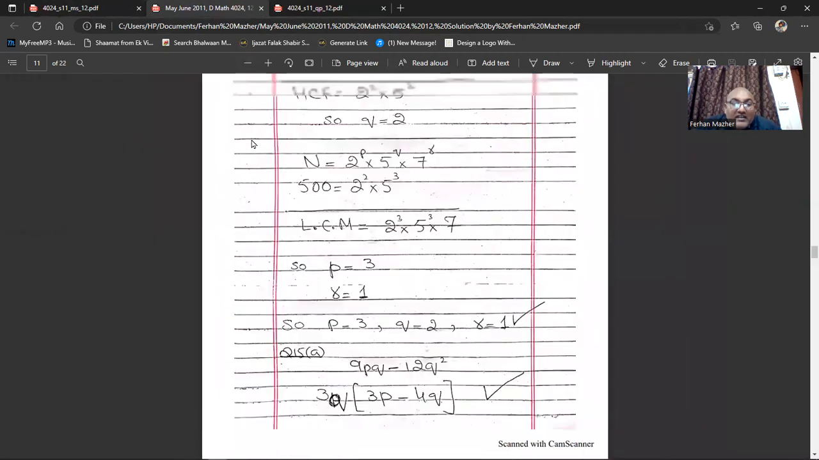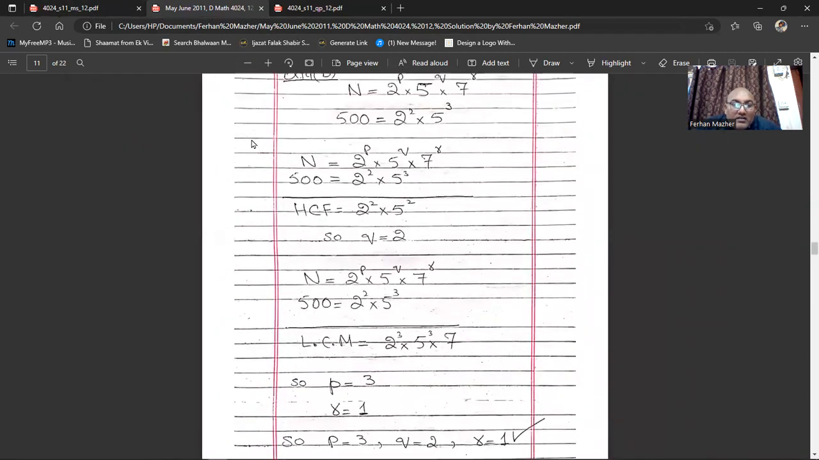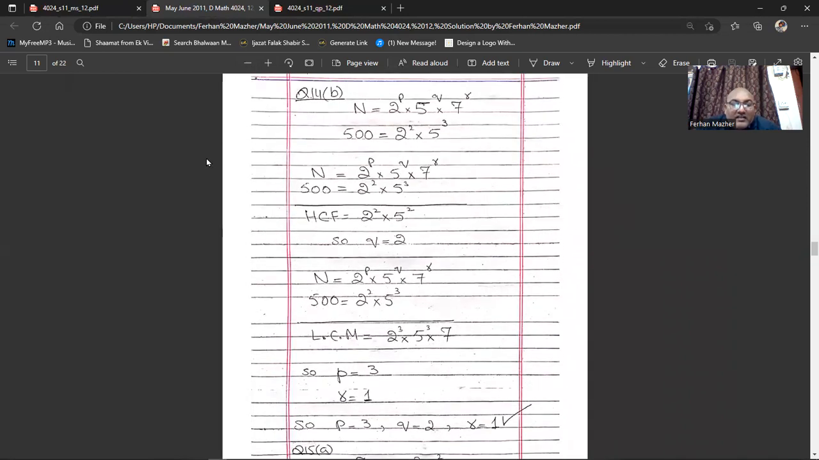This question is a little bit tricky. Not a simple, straightforward question. You see how I got the p value 3, because here it is 2 raised to power 3. Here I have 2 raised to power 2. In the LCM, we take the largest power, and that means 2 raised to power p is 100% 2 raised to power 3.